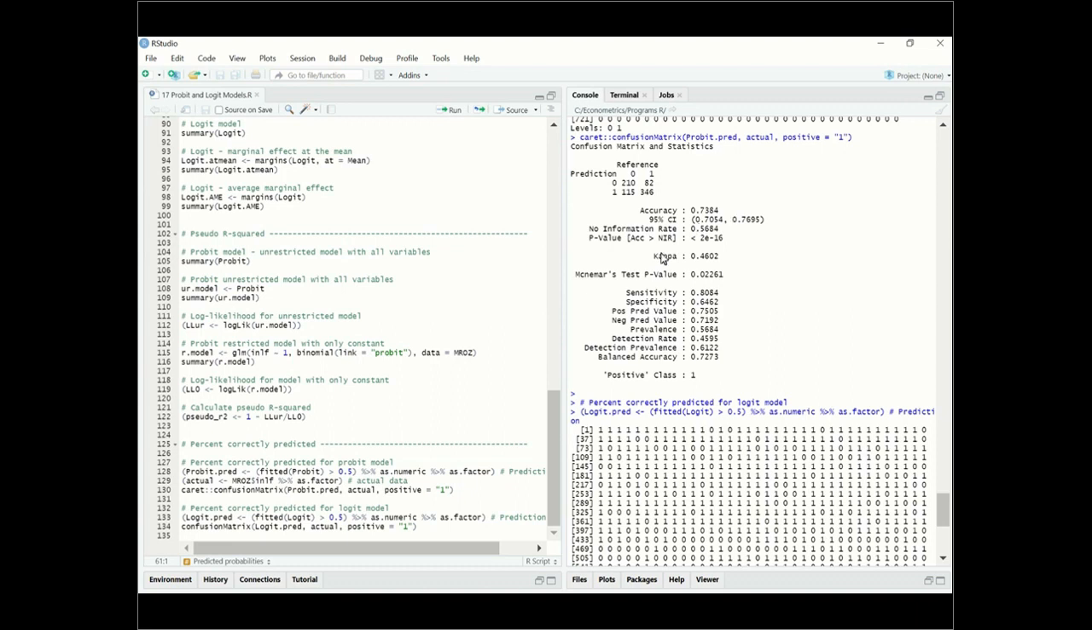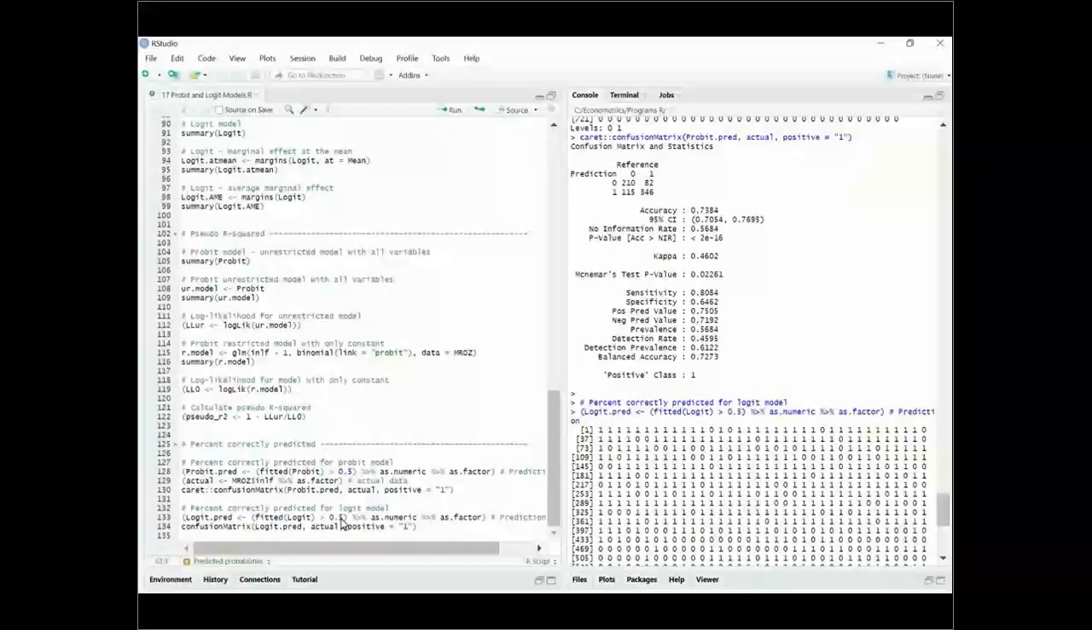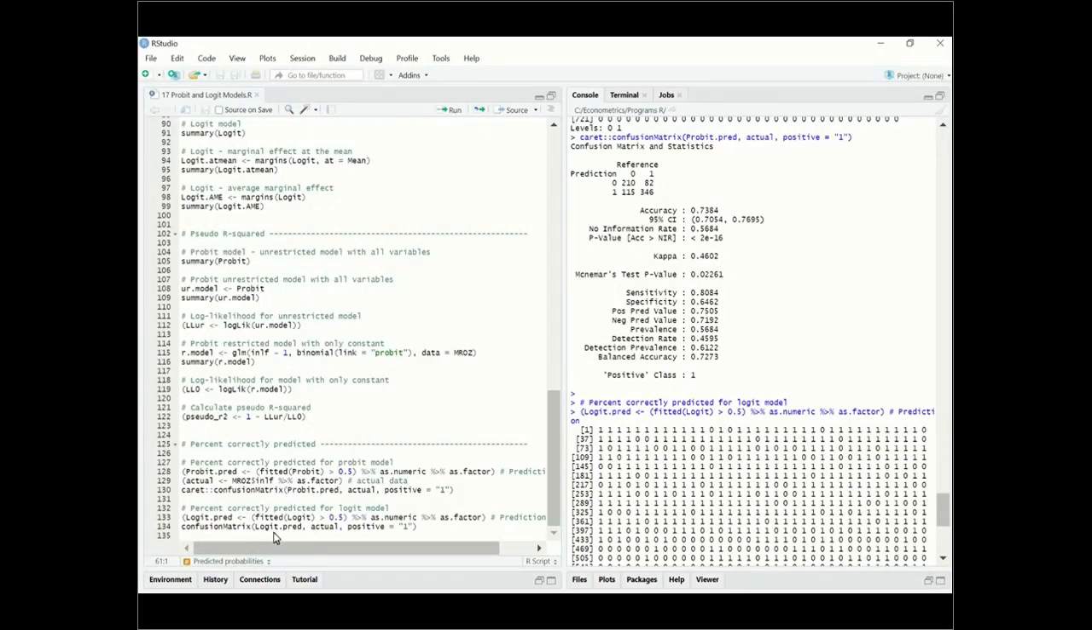So we can repeat the same thing for the Logit model. Same thing, we can get the predicted values for the Logit model, and then the confusion matrix would use the Logit dot predict. So these are the predicted values. Again, we're going to pick the fitted values from the Logit model. If they're above 0.5, we're going to call it a 1 as the predicted value. If they're not, we're going to call this a 0. And we're going to compare the fitted values, or the predicted values, to the actual values. And basically, this is what we get for the Logit model here.